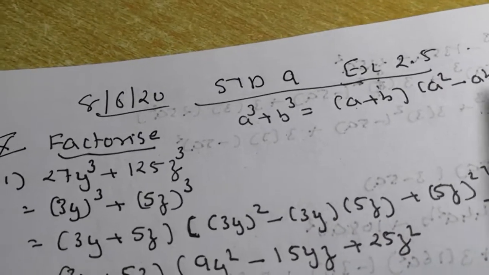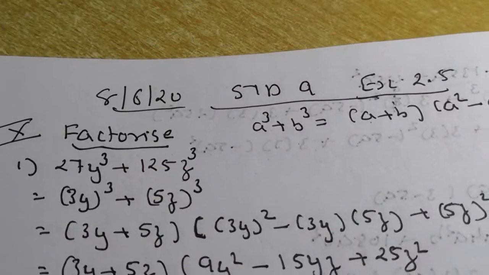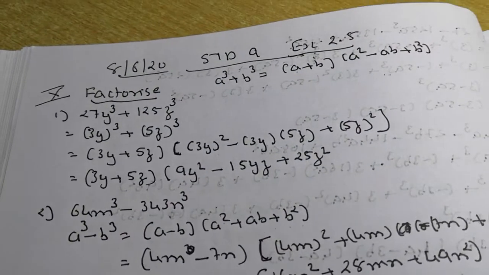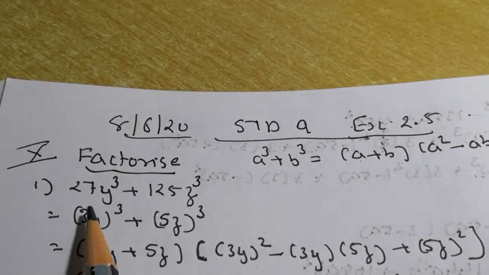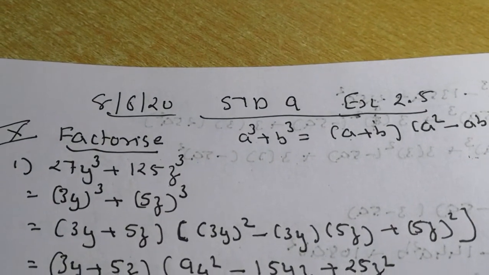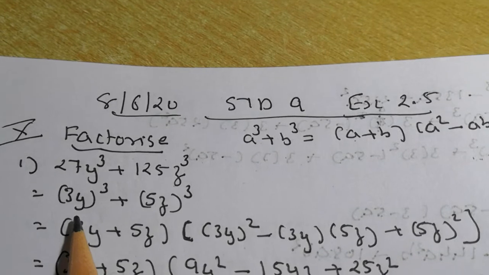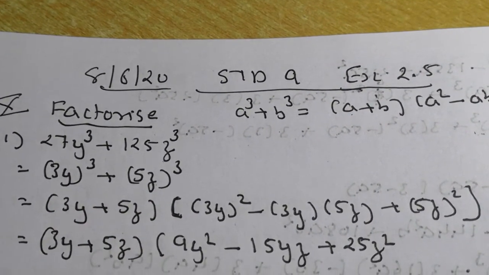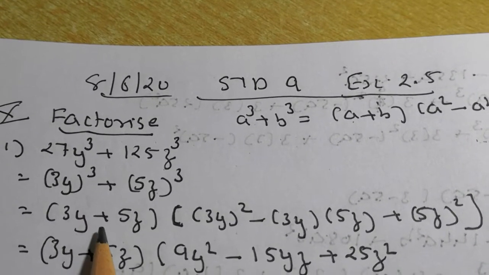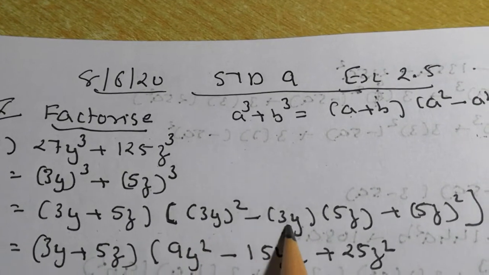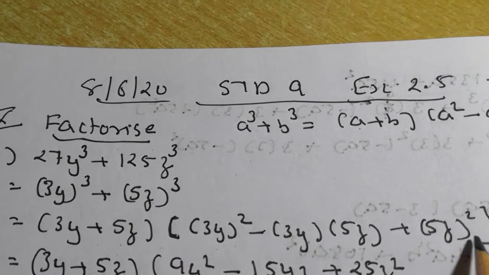Well, friends, let us start with our exercise 2.5, question number 10. Question 10 is: factorize 27y cube plus 125z cube. So that we can write as (3y) whole cube plus (5z) whole cube. So it is (3y plus 5z) into (3y) square minus 3y into 5z plus (5z) whole square.